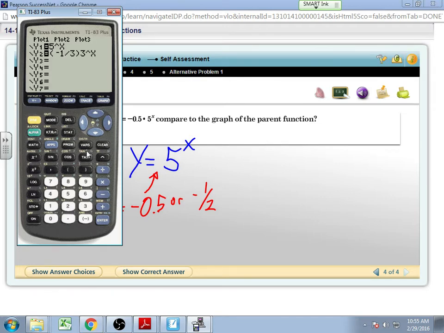I'm now going to change my parent function to 5 to the x. I'm going to go down and do negative 1/2 times 5 to the x. Notice I can just replace these values. Watch what's nice and easy now. When I go to my table, second table, all my independent values are still there, and my dependent values now change based off the new functions.